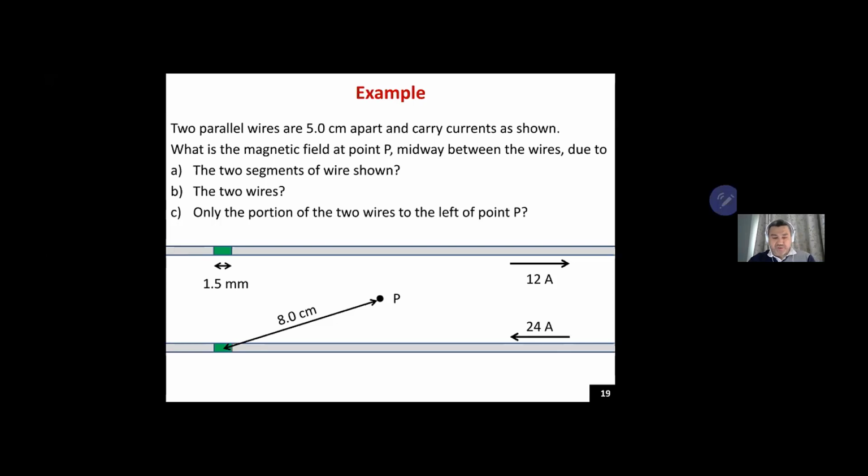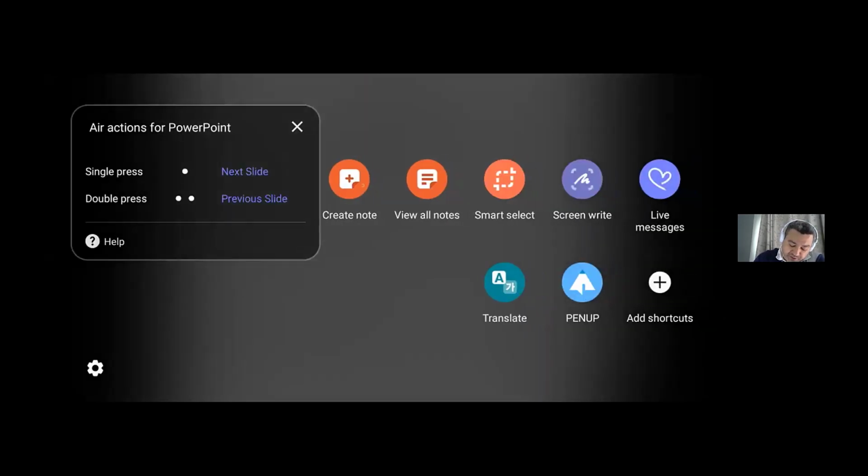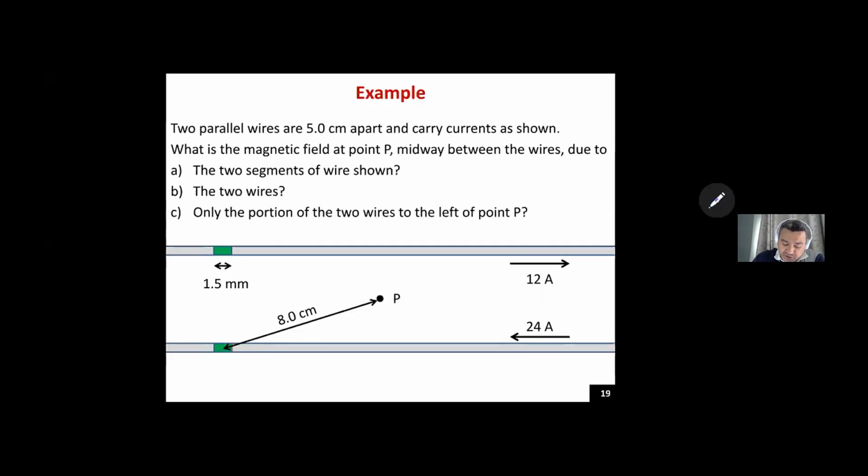Good afternoon, everyone. We continue today from where we stopped in last lecture. In last lecture, we were solving for the magnetic field at the point P. We did part A, and now we'll continue with part B. For part B, we need to calculate the magnetic field due to the whole two wires, not only those small elements of the wires. So we will solve now for the magnetic field coming from those two wires.